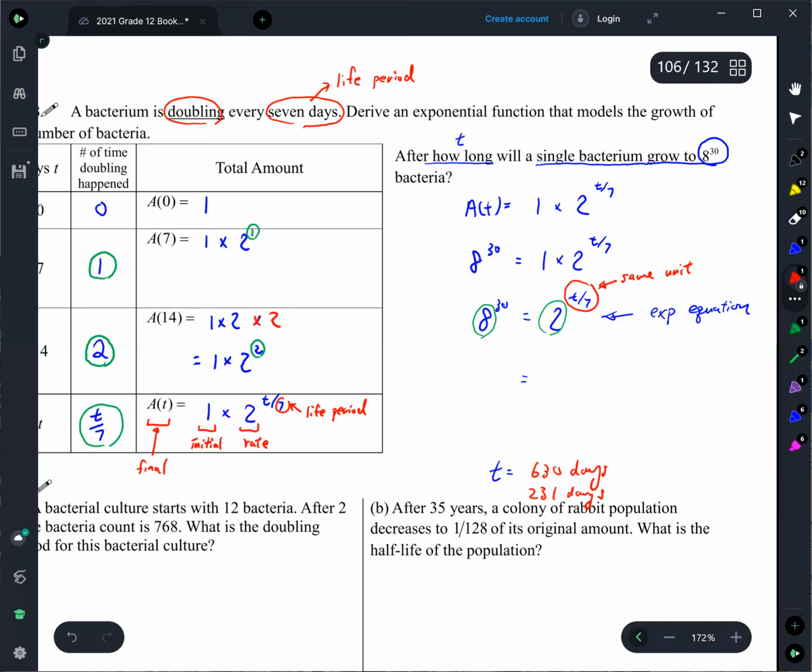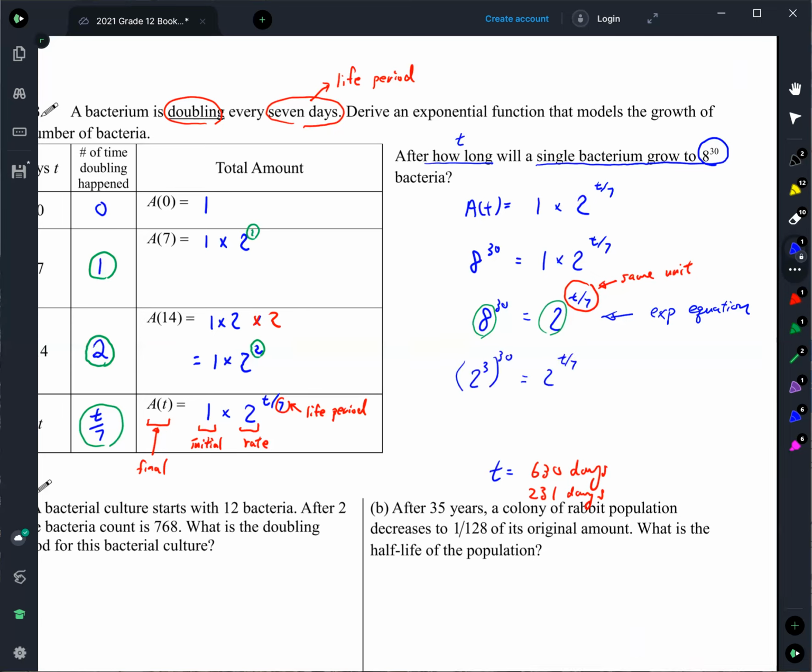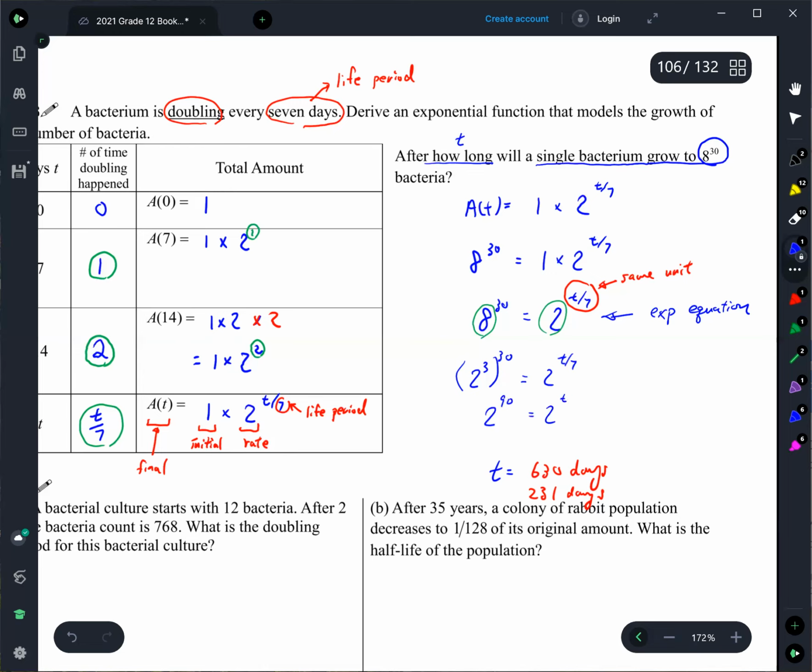Okay, so let's go over the steps, okay? Because 2 and 8, they have a connection. The 8, I can write it as 2 to the 3, right? Make it the same base. Oops, T over 7. And then 3 on the left side and 30, they can multiply together, right? 2 to the 90. Now they both have the same base. We drop the base. So 90 equals T over 7. And then multiply both sides by 7. That should give you the 630.